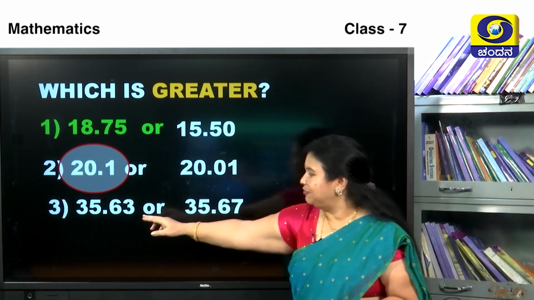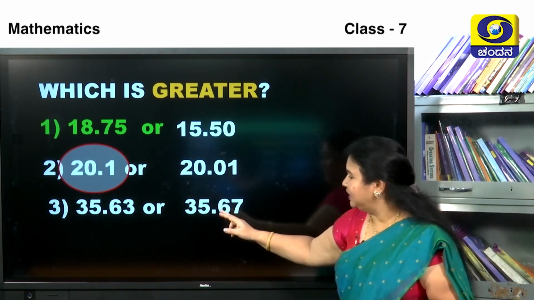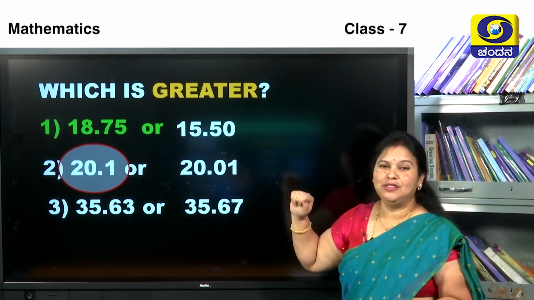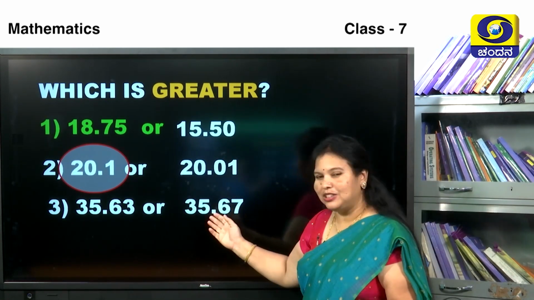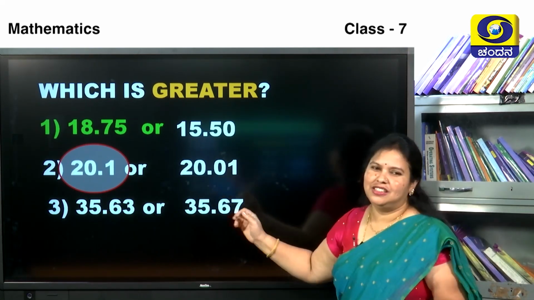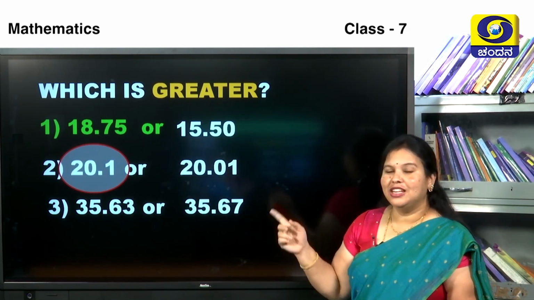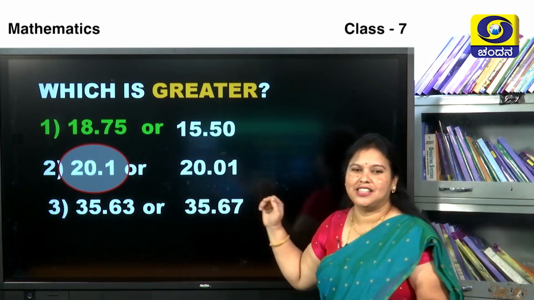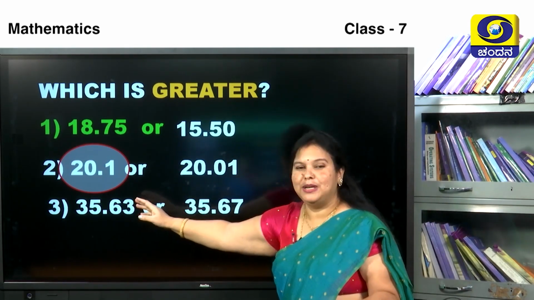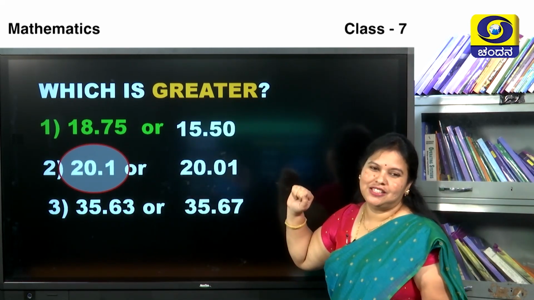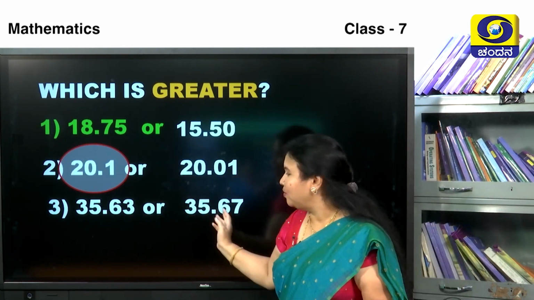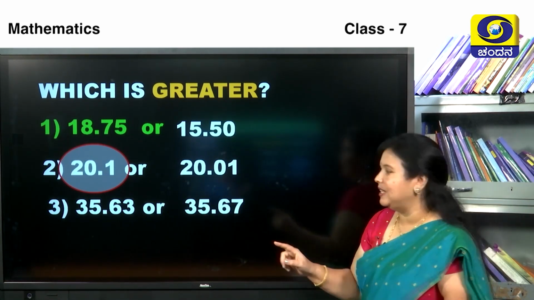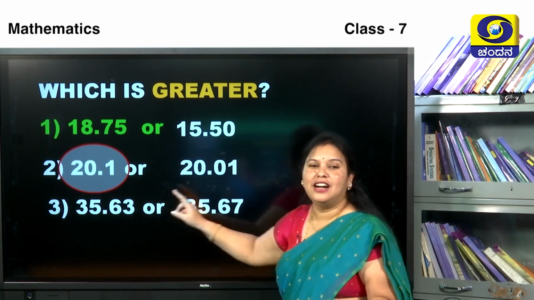Here 35.63 and 35.67 is there. You just compare these two and tell me which one is greater. First, we have to compare the whole numbers, but here both are same, and then we have to compare the 10th place. That also is same in these cases, and then we have to compare the digits in 10th place, but here 6 is common in both the cases. So, what we have to do? Then we have to compare the numbers on 100th place.